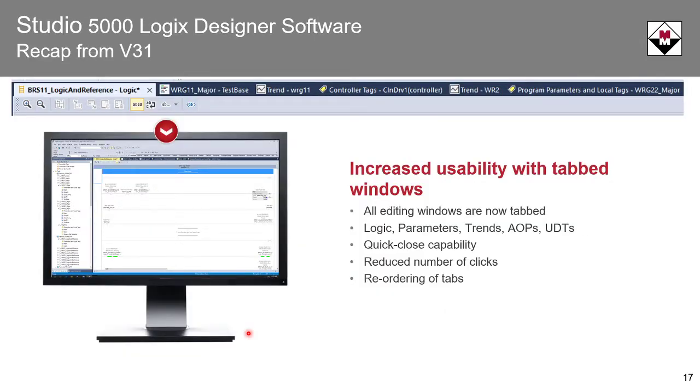With version 31, you have a much more modern look and feel. All editing windows are now tabbed. That includes logic routines, parameters, trends, AOPs, or add-on profiles, UDTs, or user-defined data types. And they've given you the ability to quickly reorder the way your tabbed windows are, so you can click and drag to put them in the order you want, and a quick close capability.